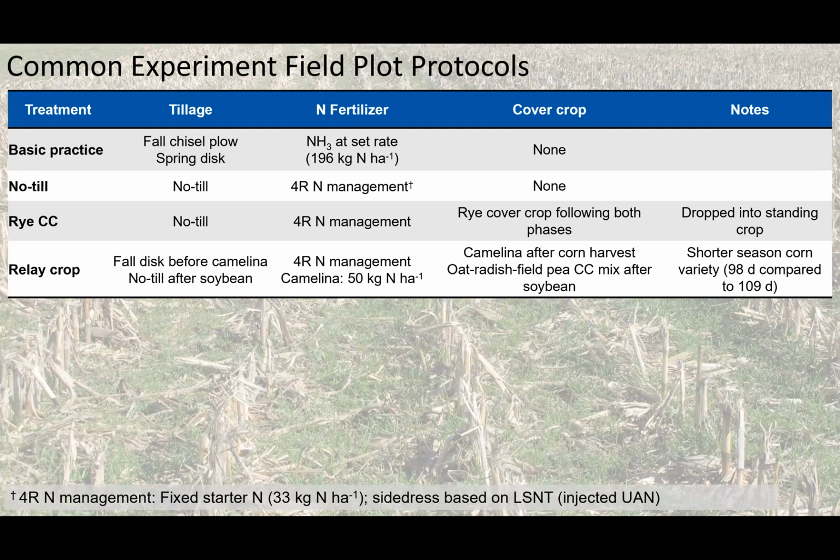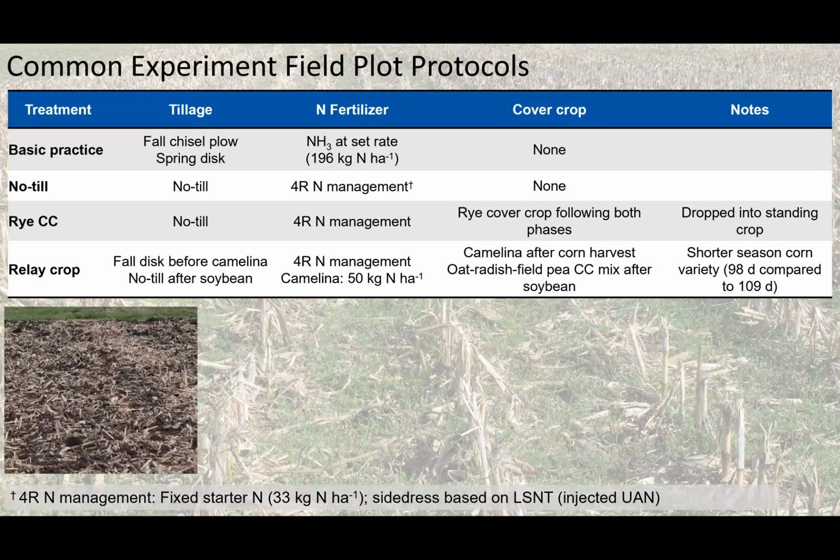So then I've got a table here that I put together showing the protocols for each of the field experiments. First of all, we have our basic practice. There's a photo of that. The basic practice is just what they do around here in central Iowa. And that would be a fall chisel plow and a spring disc before corn planting. We put our nitrogen fertilizer down as anhydrous ammonia at a set rate, 166 kilograms of N per hectare. There is no cover crop there. So this is just a basic practice that people would use in this area.